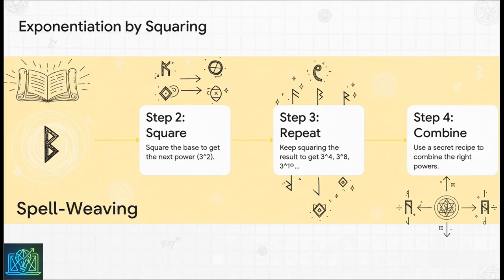We start with our base number. That's our first basic rune. Then we weave a stronger rune by multiplying that first one by itself. And we just keep doing that. We keep squaring our last rune to forge an even more powerful one. In just a handful of steps, we've got this awesome set of mighty runes. But now what? How do we actually combine?